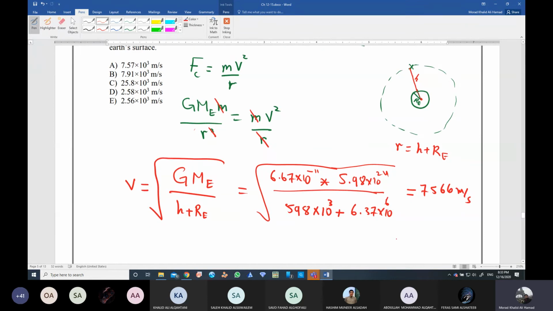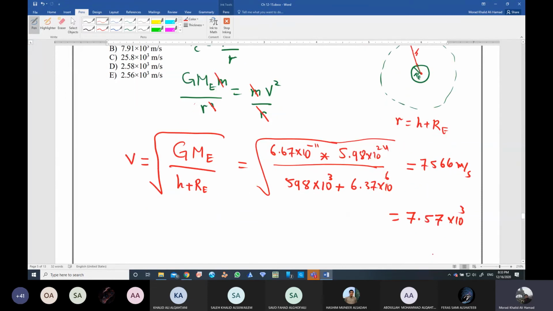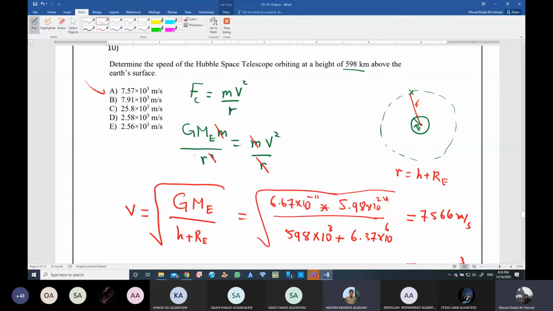Again, the answer in form 10 to power 3. So we just convert it, move the decimal 3 points, 1, 2, 3. So it is 7.566. We can put it 7, 10 to power 3 meter per second. Okay, شباب?